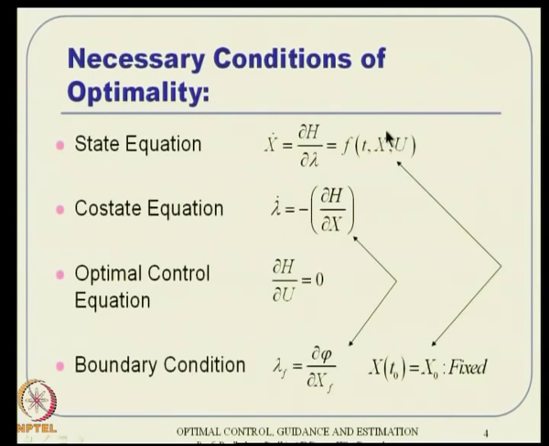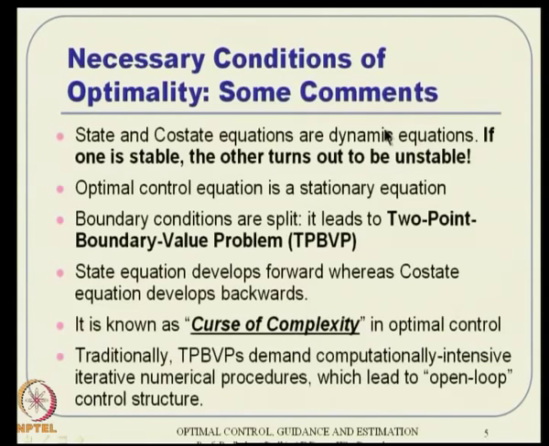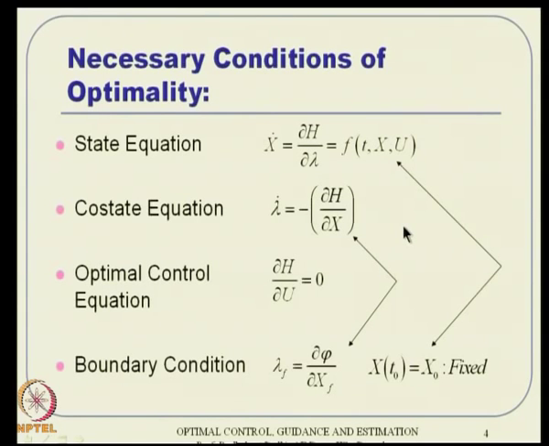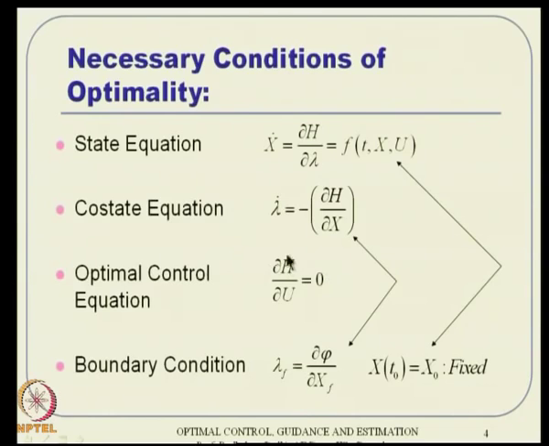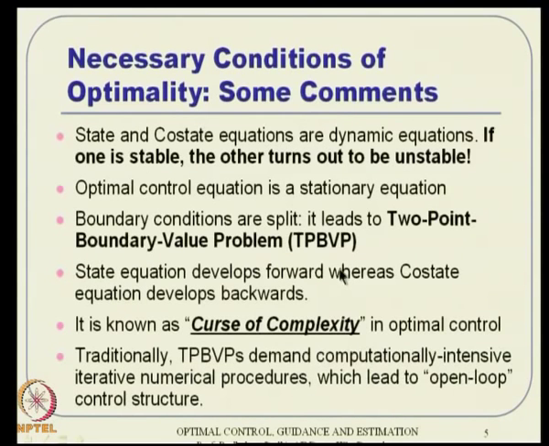Before getting started with these techniques, we also discussed in the last class that the state and co-state equations are dynamic equations, and it turns out that if one is stable, the other turns out to be unstable in general. The optimal control is a stationary equation from which you need to solve for control, and for that we need to know lambda. Unless we know lambda, we cannot solve it from here. And the boundary conditions happen to be split.